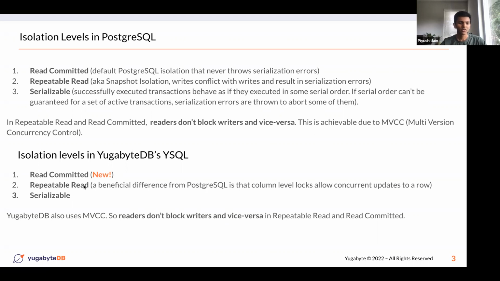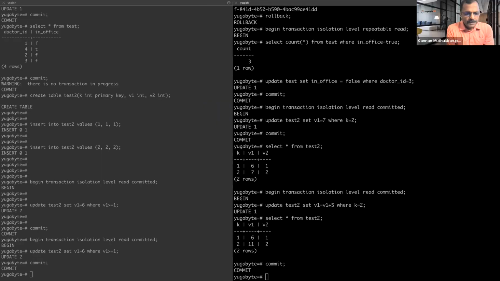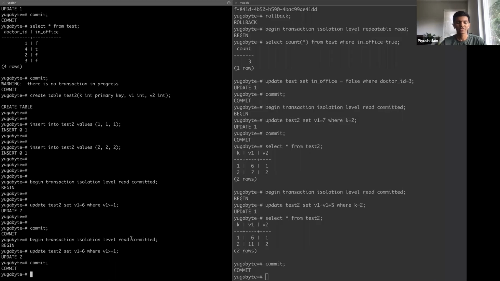Now, I want to mention one difference between our repeatable read and Postgres' repeatable read. It's a beneficial difference. It's no drawback, right? So in YSQL, we take finer level locks. So if you have a row with multiple columns, and if you're updating some columns, you just take locks on those columns. You don't lock the whole row like Postgres does. Now, this allows multiple writers to update different columns of a row, which is more concurrency, which is much better. So let me just demo that beneficial difference.